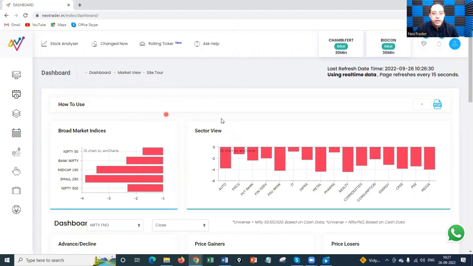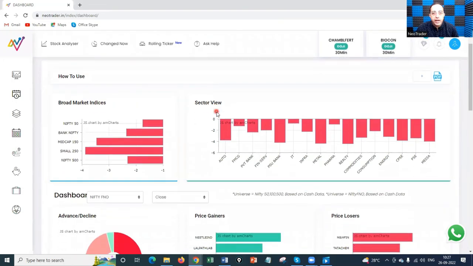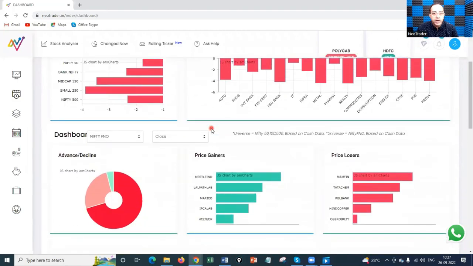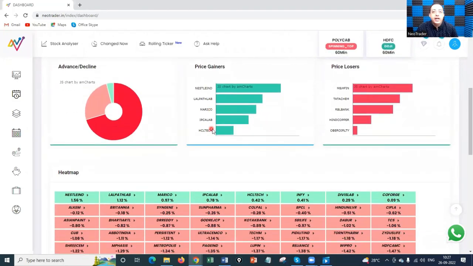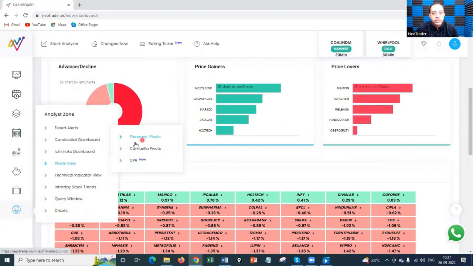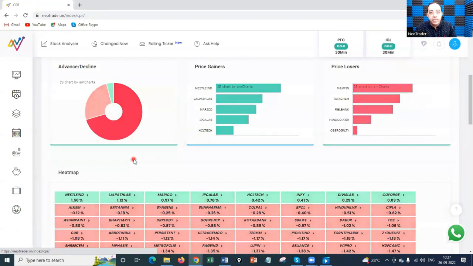This is my NeoTrader dashboard from where I can see exactly what the market is doing and how I should be acting. And now we are discussing CPR. So I have got my pivoting approaches put in right here. I got Fibonacci, Camarilla, and CPR. So let's get into the CPR page and find out how we can look at the markets better.